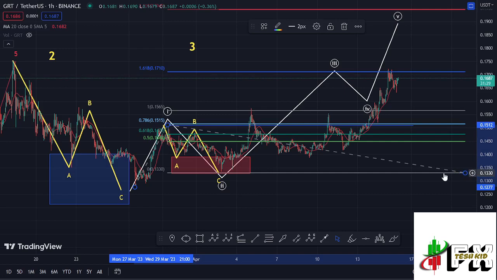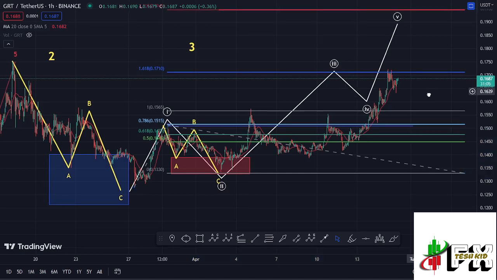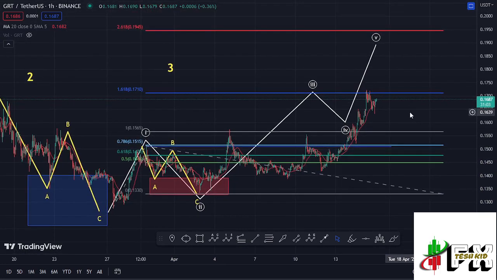And since we are holding above the 20-day MA here on the 1 hour chart, there are chances that we are going to continue gearing up, break through the Fib level 1.618 once more, continue gearing up, and get to the next key area on the Fibonacci's, which is the Fib level 2.618, and that is at around the $0.1945 mark.